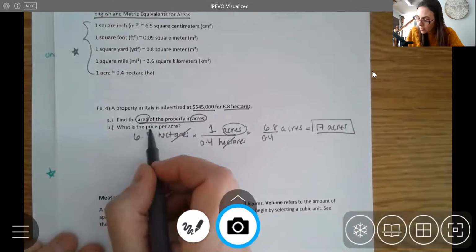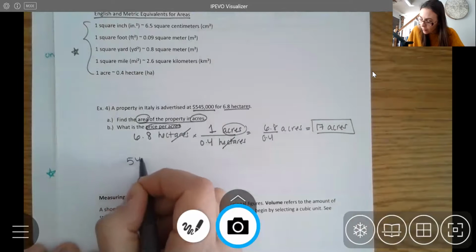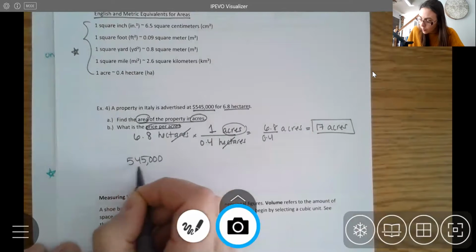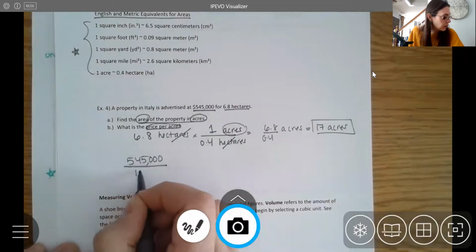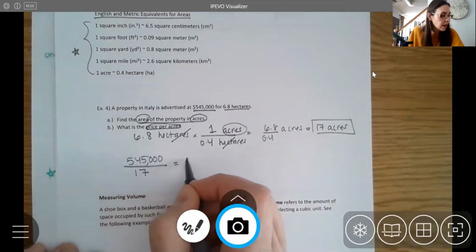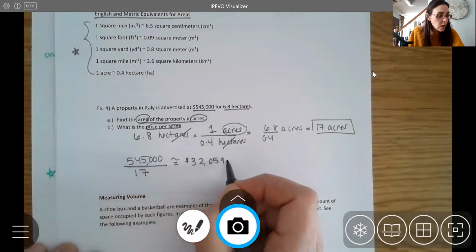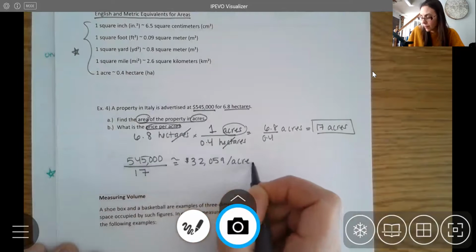And then for B, what is the price per acre? Our total price is 545,000. We're looking per acre, so we're dividing that by 17, and we're going to get about $32,059 per acre.